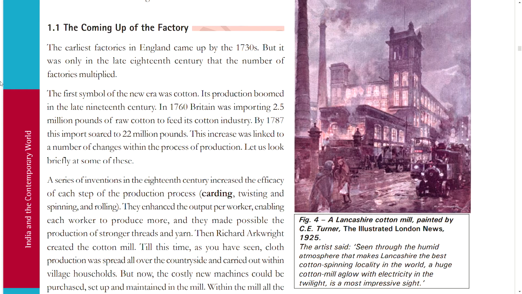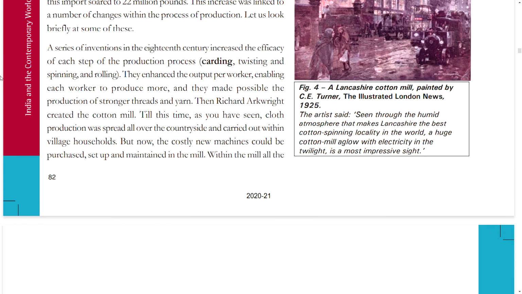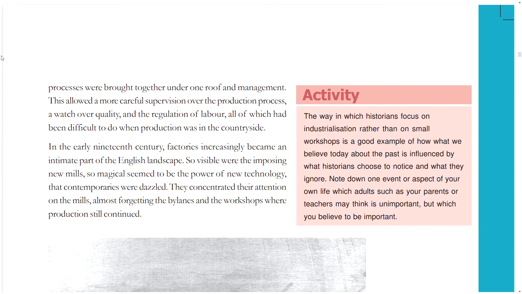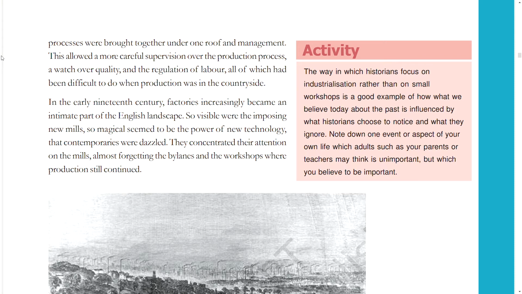Then Richard Arkwright created the cotton mill. Till this time, as you have seen, cloth production was spread all over the countryside and carried out within village households. But now, the costly new machines could be purchased, set up, and maintained in the mill. Within the mill, all the processes were brought together under one roof and management. This allowed a more careful supervision over the production processes, a watch over quality, and the regulation of labor, all of which had been difficult to do when production was in the countryside.